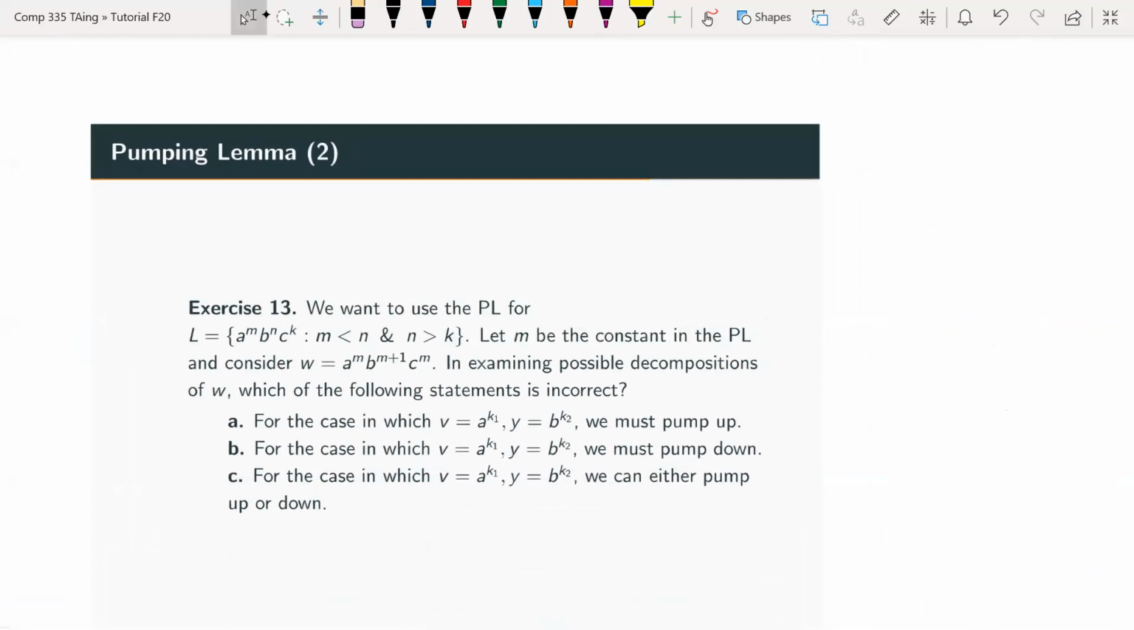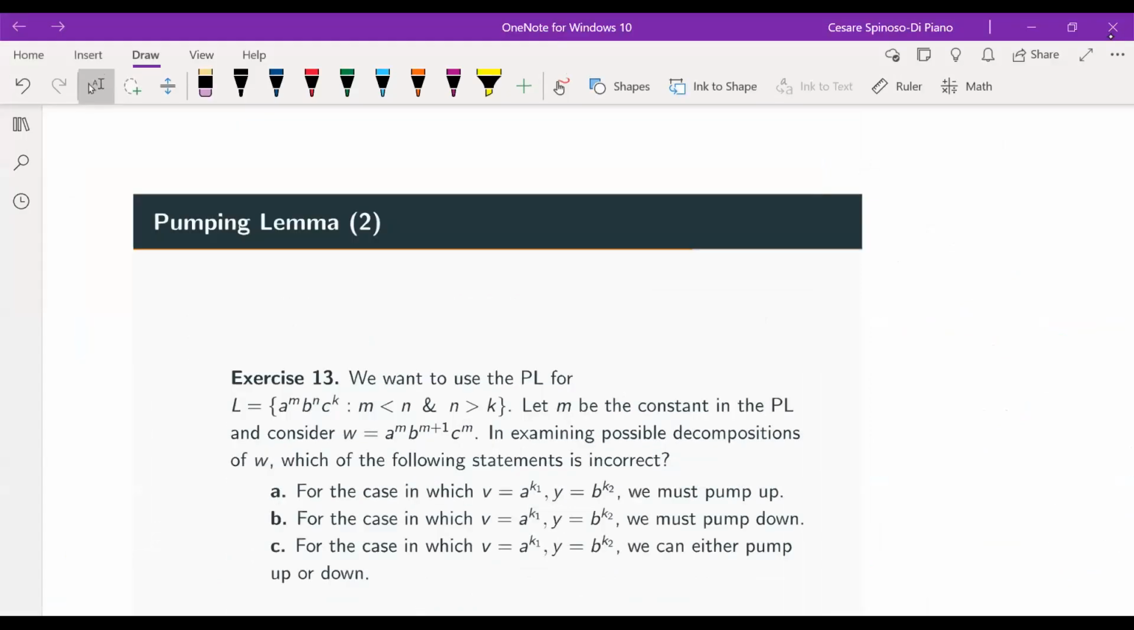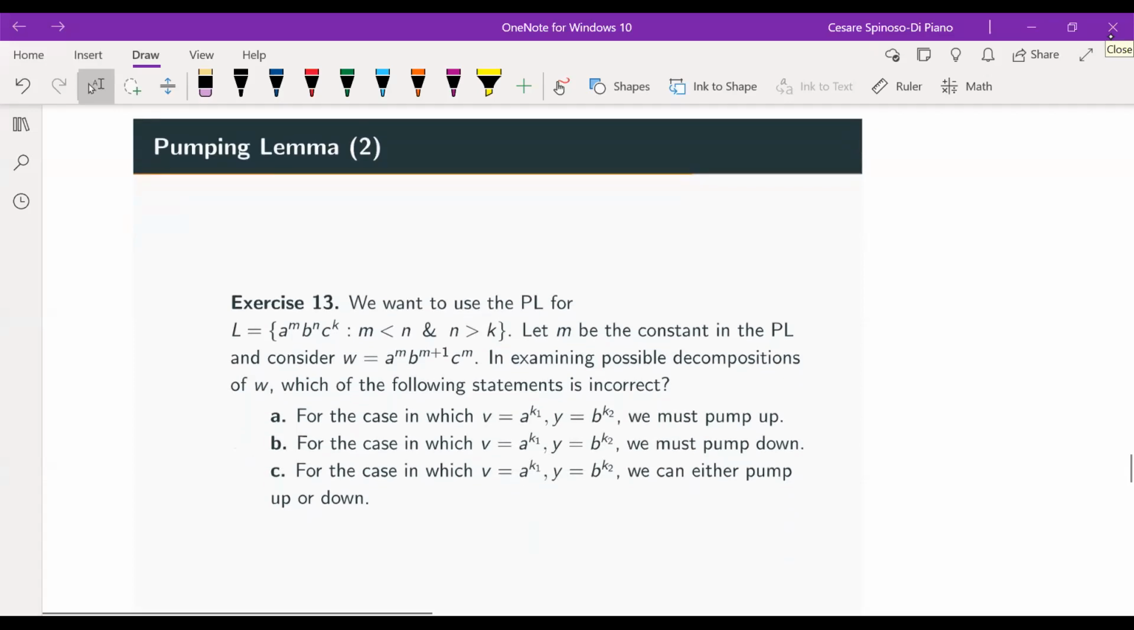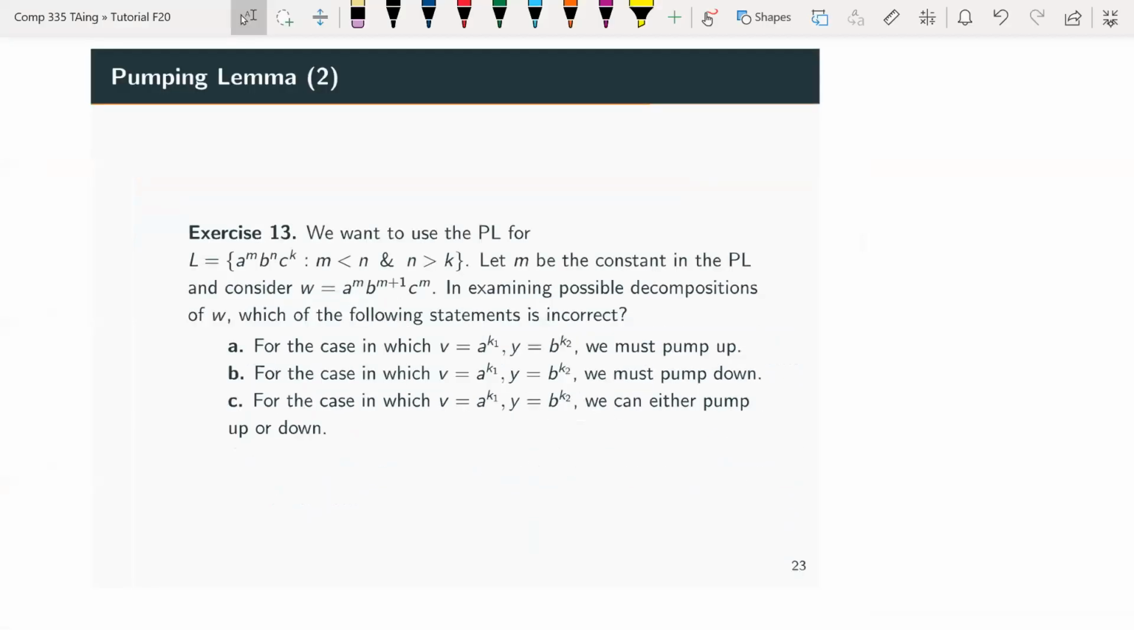Exercise 13. I'm not sure, there might be a typo. I looked it over. It seems kind of weird to me, but just as a forewarning. Let M be the constant in the pumping lemma and consider examining possible decompositions of which of the functions is incorrect. Maybe not a typo, but I feel like the answer is incorrect for this one.